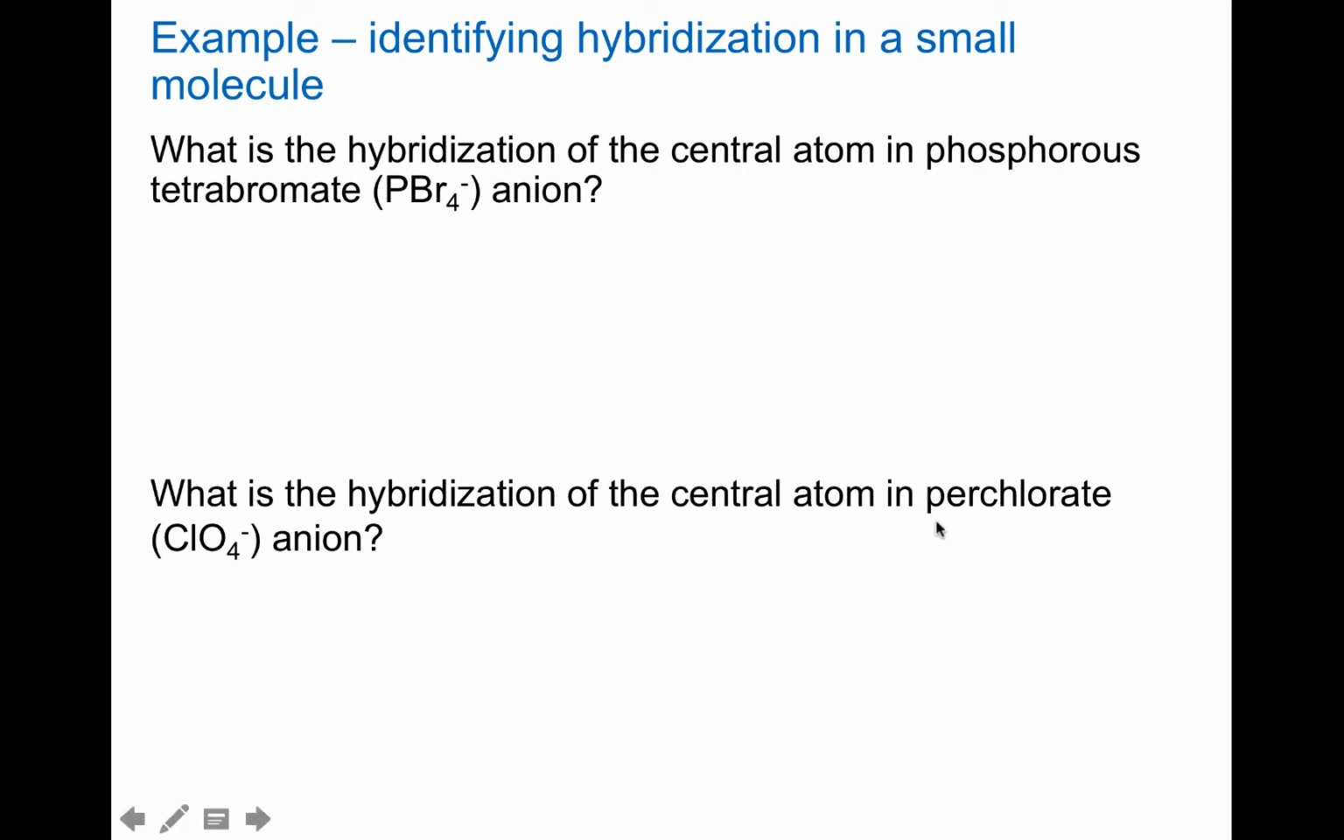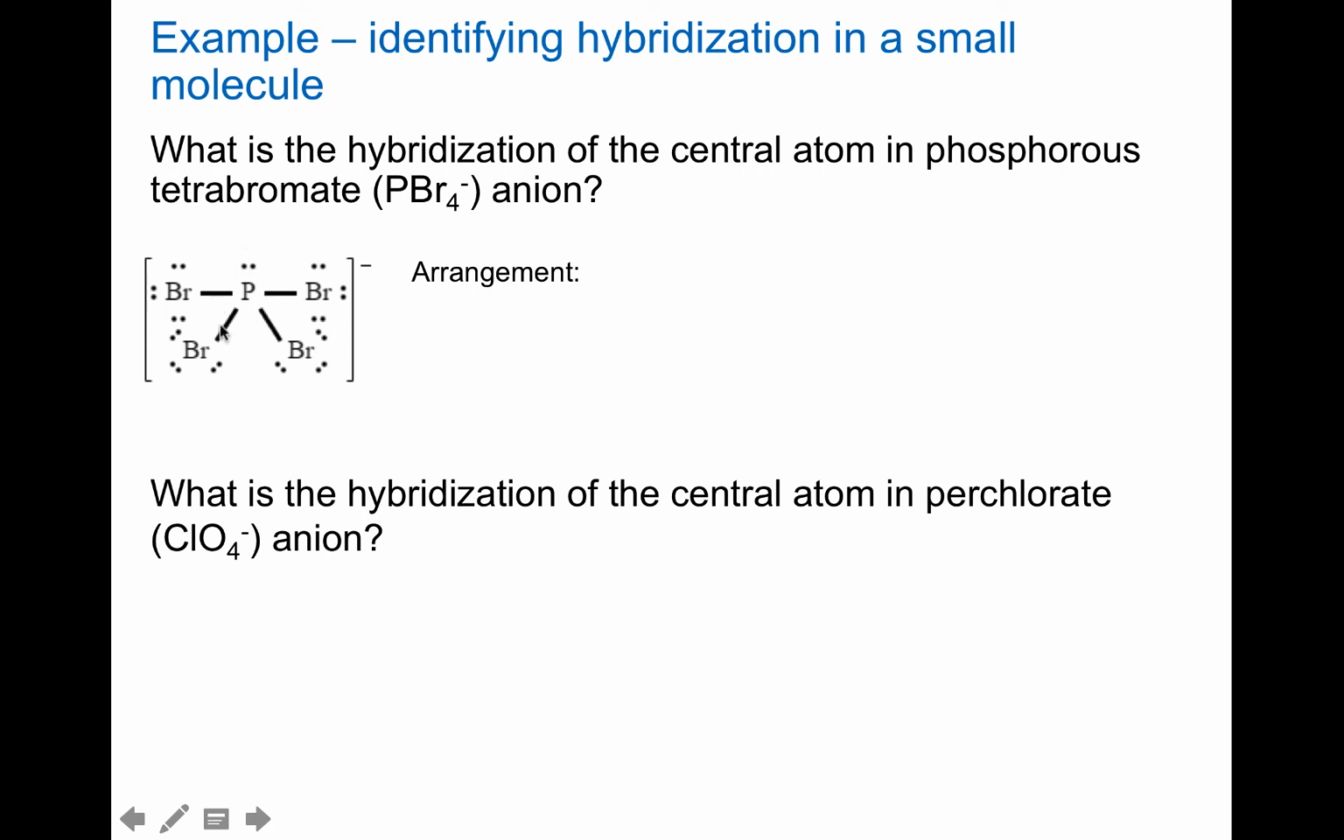In this first example, we have PBr4 with a negative charge, and so if you follow the rules, you should end up with a molecule that looks something like this. You have to draw it so that phosphorus has an expanded valence. That's the only way that you'll get the correct Lewis structure. I would recommend that you identify the electron group arrangement first and then identify the orbital hybridization from there.